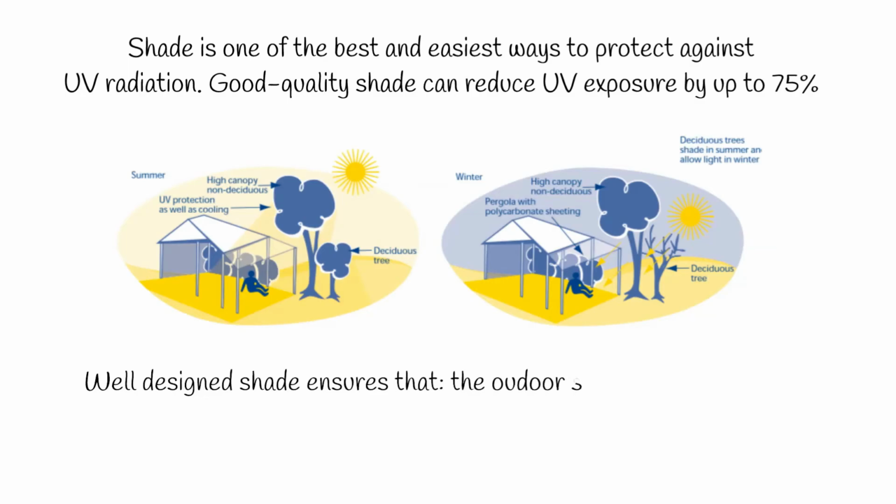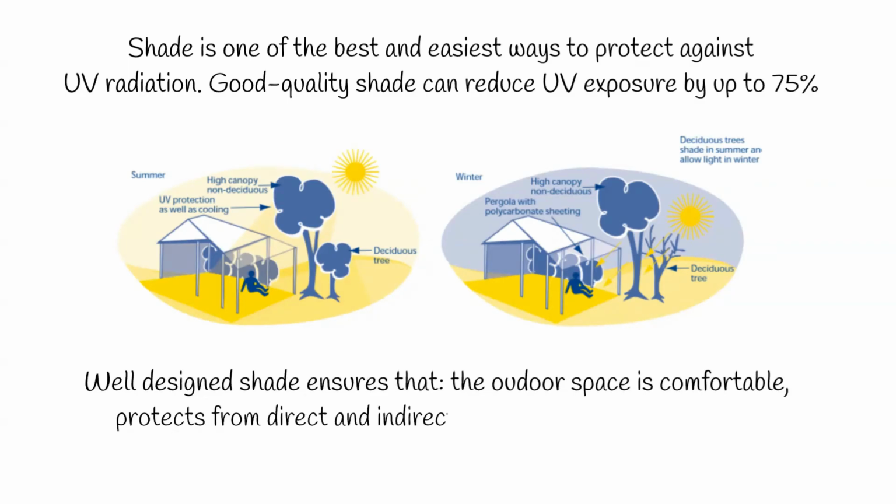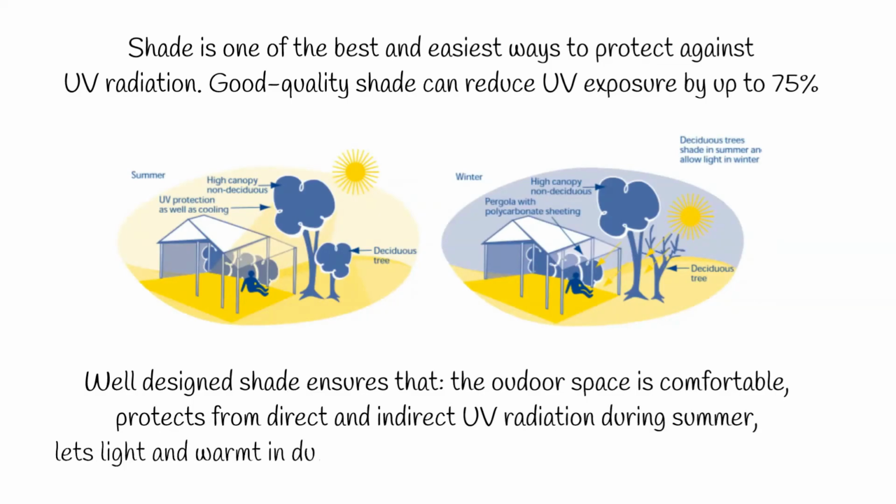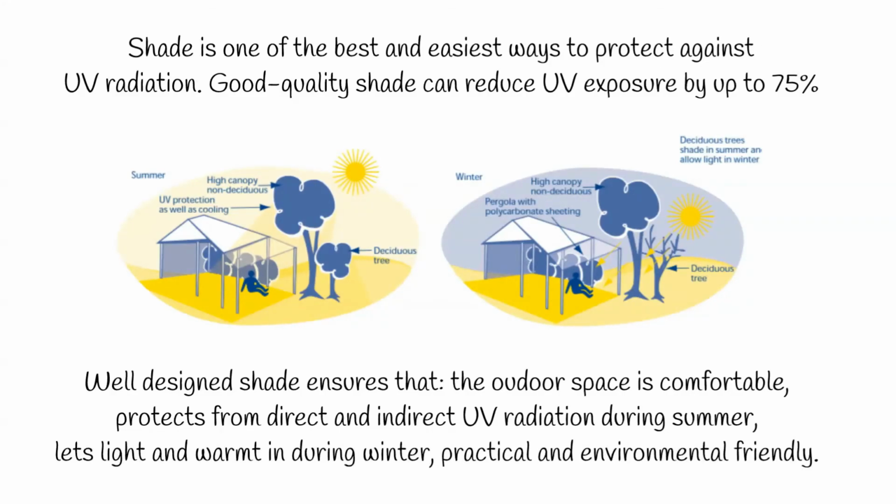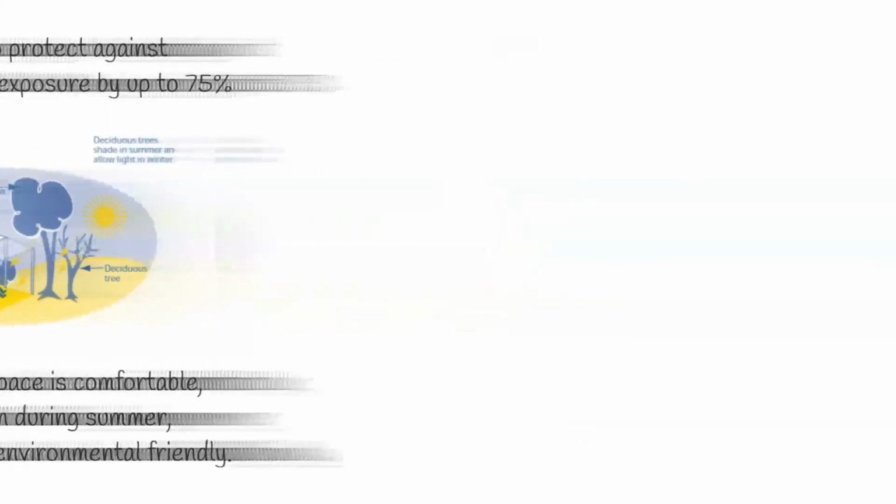Well-designed shade ensures that the outdoor space is comfortable, protects from direct and indirect UV radiation during summer, lets light and warmth in during winter, and is practical and environmentally friendly. The figure here shows a comparison between a well-designed shade for summer and a well-designed shade for winter. It is the aim to achieve well-designed shade for both seasons.